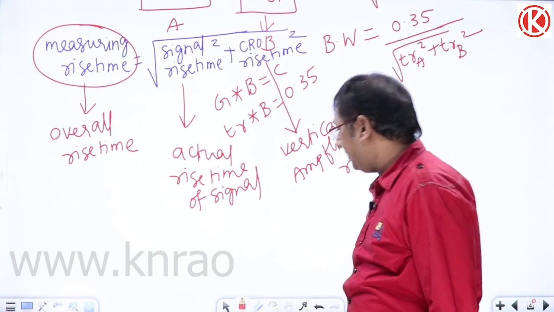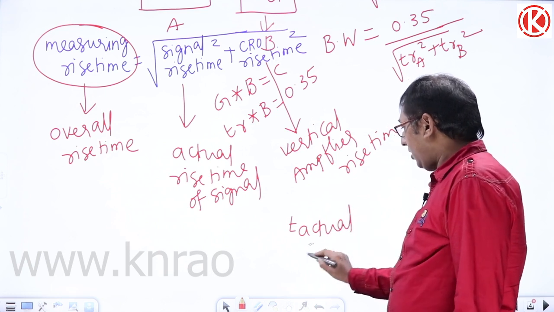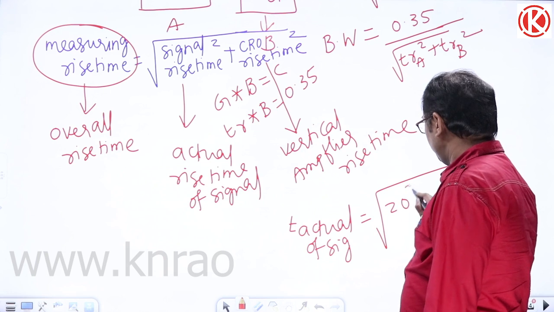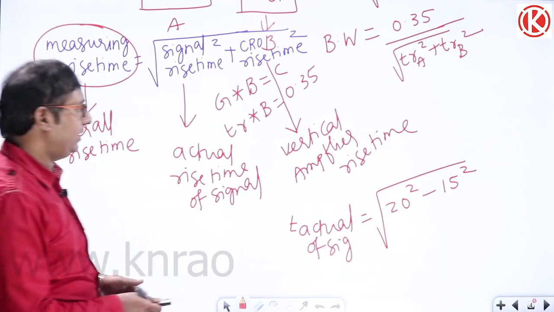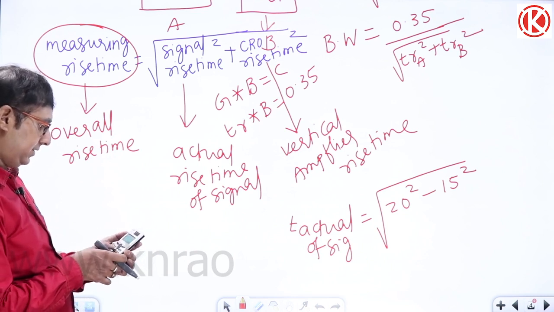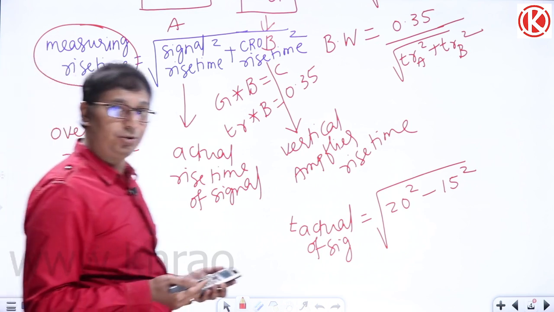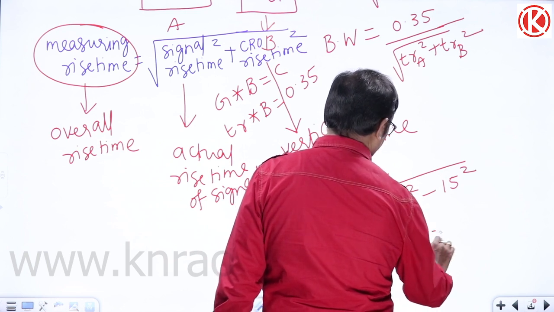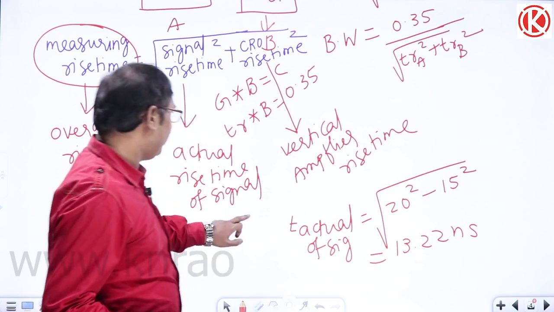Actual signal rise time: T actual of the signal equals root over 20 square minus 15 square. Let us find this value. 20 square minus 15 square under root is 13.22 nanoseconds. So the value is 13.22 nanoseconds. Hope you got the point here.